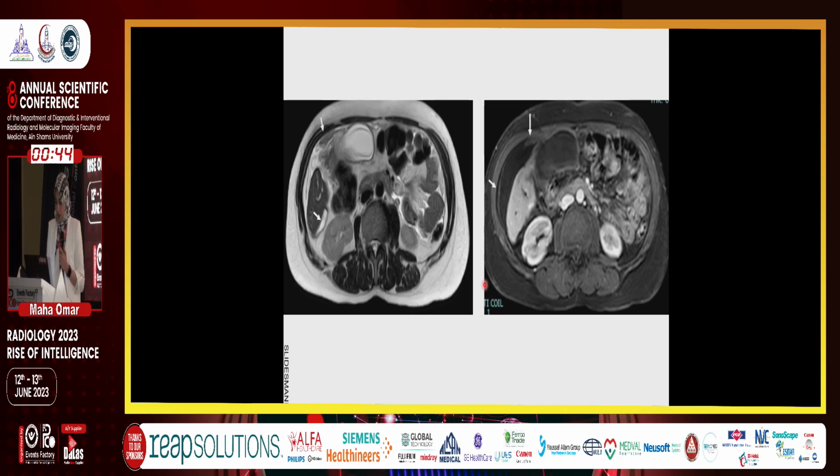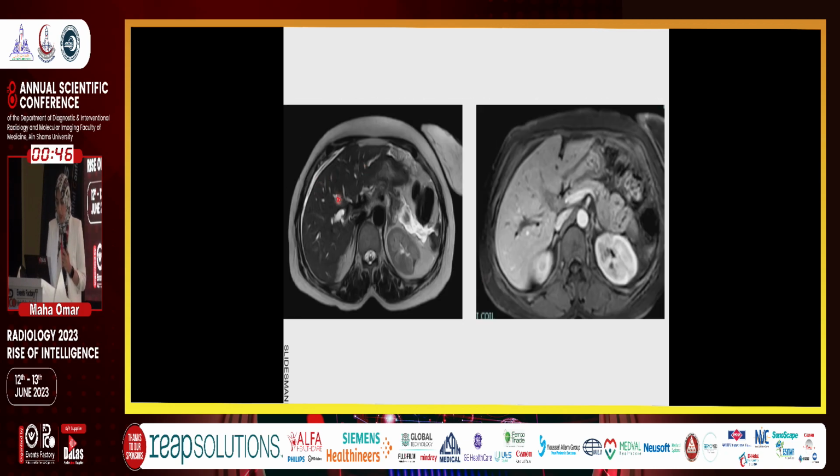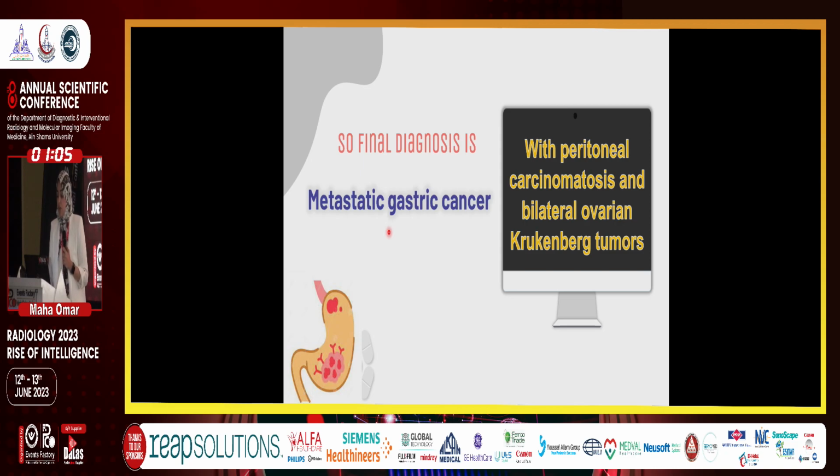About the biliary dilatation, actually it stopped at the level of the hepatic hilum. There is no sizable soft tissue lesion, but there are soft tissue sheets of intermediate T2 signal intensity that had post-contrast enhancement in the post-contrast images. The final diagnosis of our patient is metastatic gastric cancer with peritoneal carcinomatosis and bilateral ovarian Krukenberg tumors.